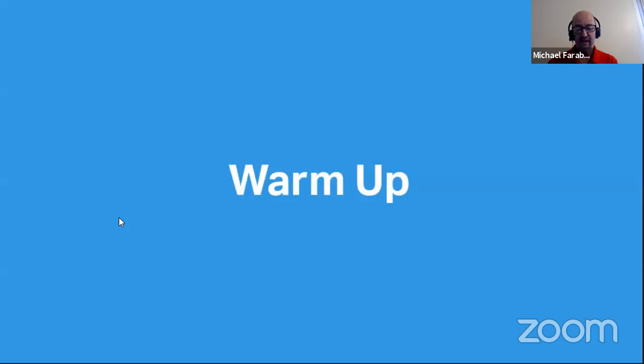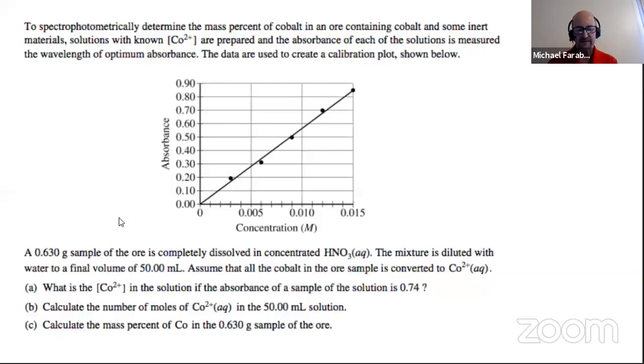For our warm-up today, let's review the homework problem that Mr. Byrne assigned in yesterday's lesson. And it looked like this. We have a graph of absorbance versus concentration, and this is for a solution of cobalt. So we have the concentration of cobalt 2+, and different solutions were prepared, and the absorbance of each solution is measured to generate this calibration plot. So we can see the direct relationship between absorbance and concentration.